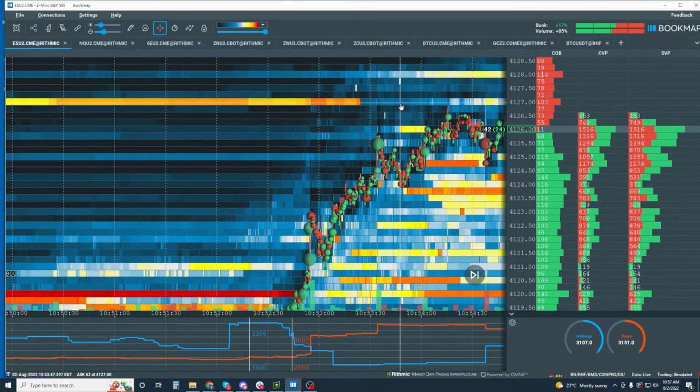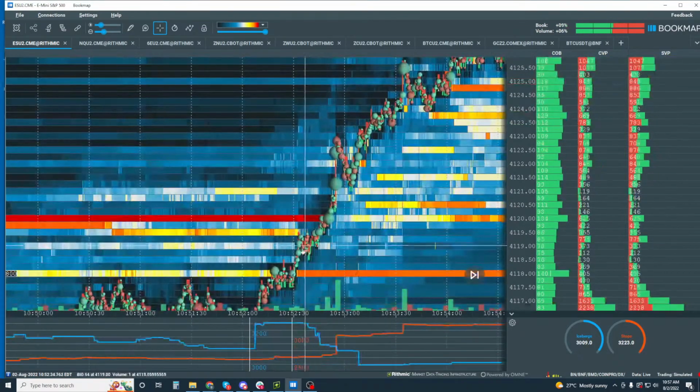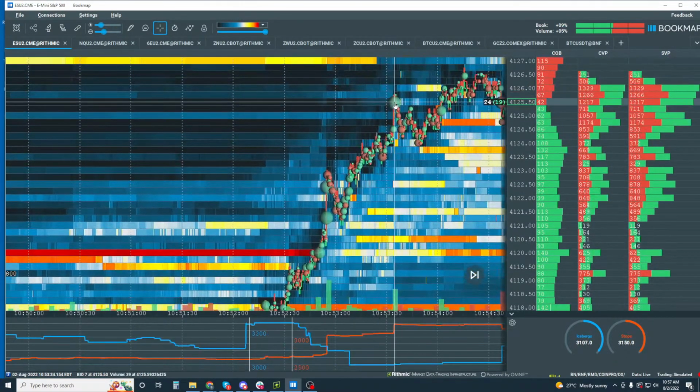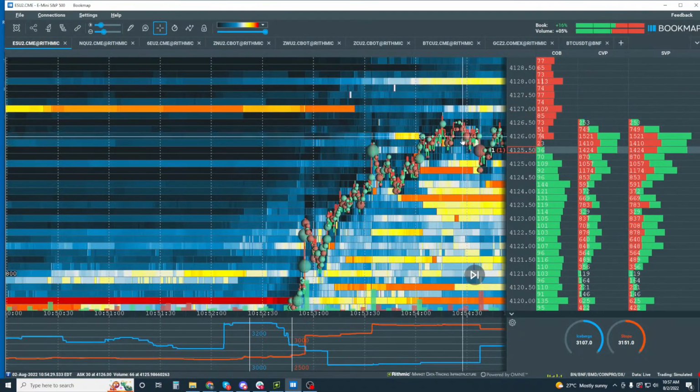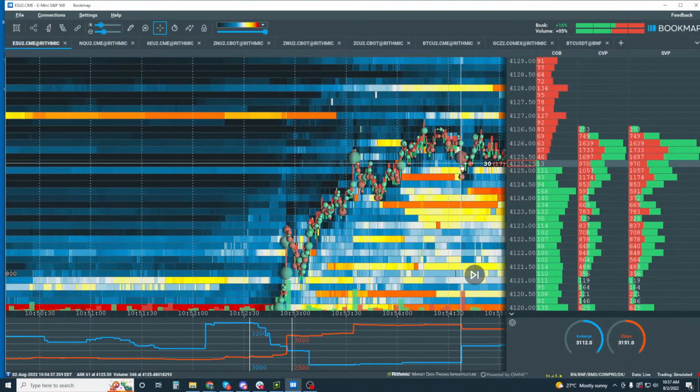Didn't really get that. In fact, they opened up here. And then strong buying in here, strong buying, starting to wane a little bit, but it's still more buying. Okay, stop run. Strong buying here, and then starting to wane a little bit up here. Okay, and a little bit of selling here.